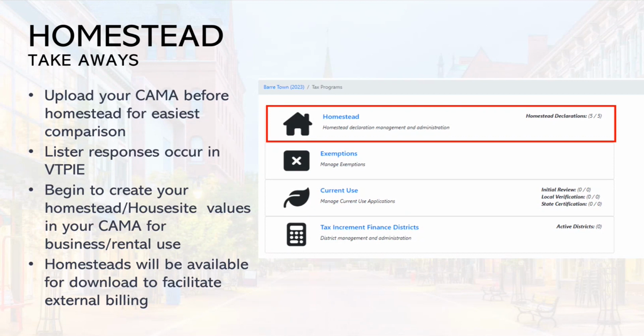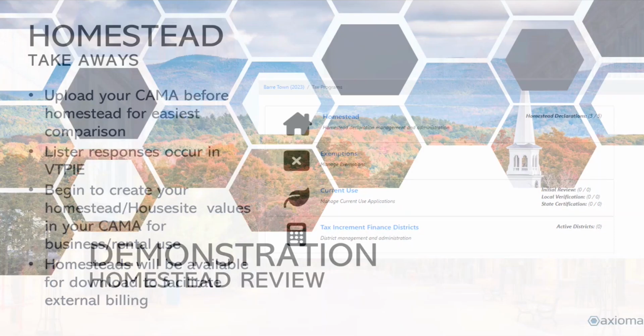So this process hasn't really changed. You'll still do lister responses. They go to the same place. You'll still have to go into your CAMA to update your homestead and outside places. And homesteads will be available for download to facilitate external billing. So we're going to talk about that billing, and Chris is going to show you how that will work as well. So let me go in and do a demonstration now.